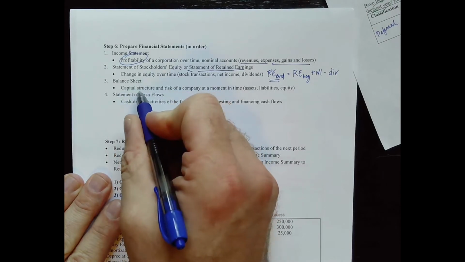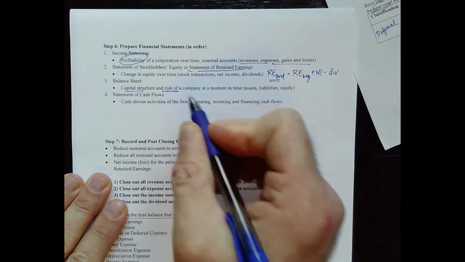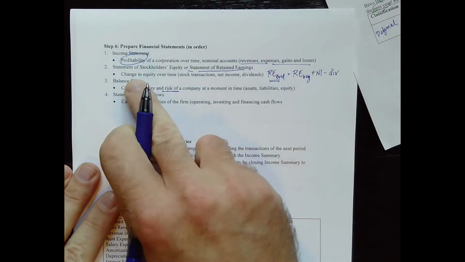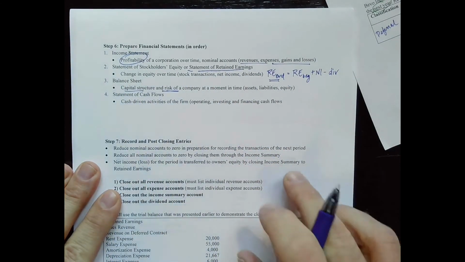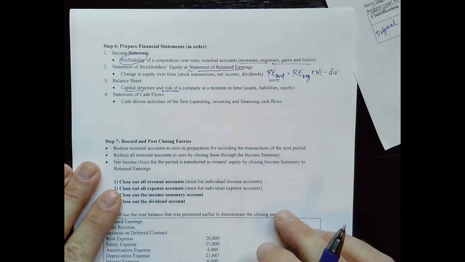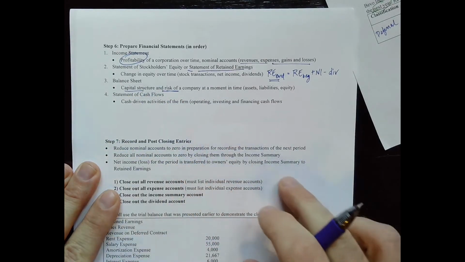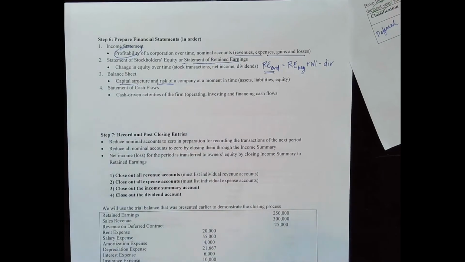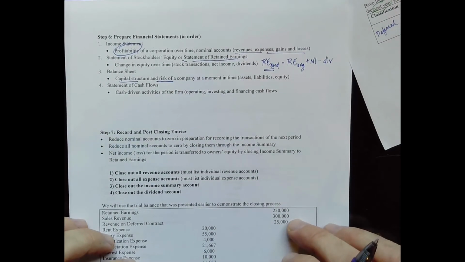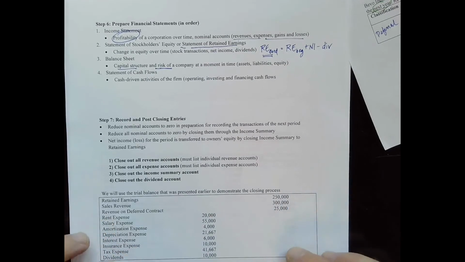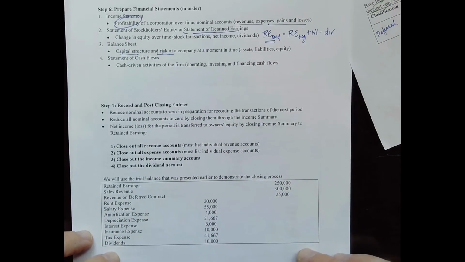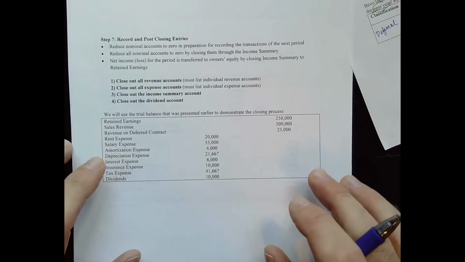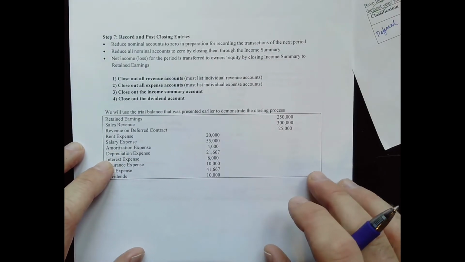Now the balance sheet is about capital structure and risk of a company at a moment in time, right? The equity just tells me how ownership might have shifted over time. That feeds into the balance sheet. And then finally, we get the statement of cash flows, any cash-driven activities from the firm that are segmented into operating activities, investing activities, and financing activities. We prepare those statements, and then finally we record in post-closing entries.